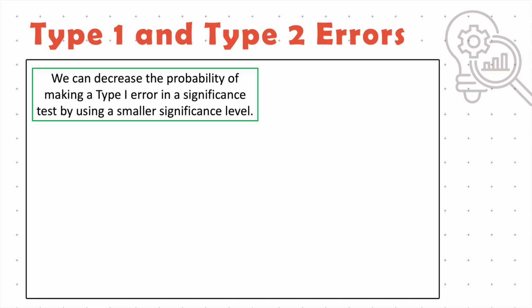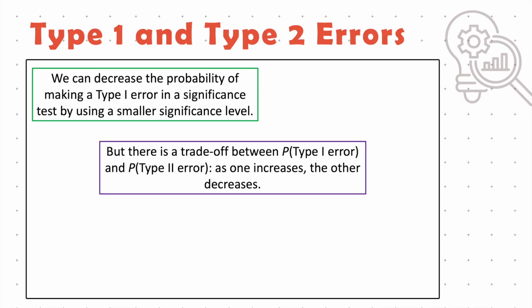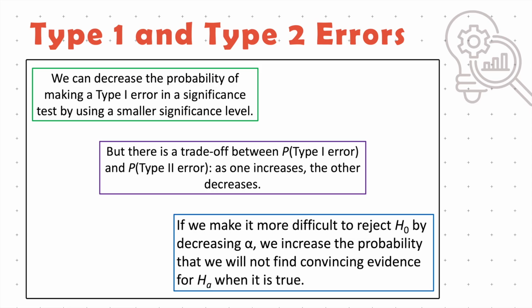We can decrease the probability of making a type 1 error by using a smaller significance level, but there is a trade-off between the type 1 errors and the type 2 errors. As one increases, the other decreases. So if we make it more difficult to reject the null hypothesis by decreasing our significance level, we increase the probability that we will not find convincing evidence for the alternative when it is true.